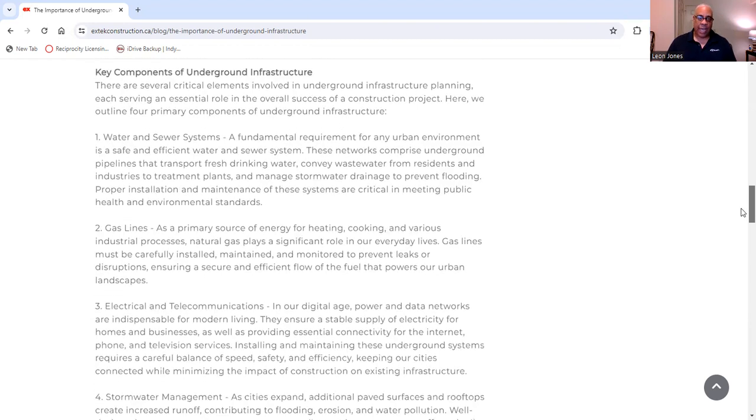Number two, gas lines. As a primary source of energy for heating, cooking, and various industrial processes, natural gas plays a significant role in our everyday lives. Gas lines must be carefully installed, maintained, and monitored to prevent leaks or disruptions, ensuring a secure and efficient flow of the fuel that powers our urban landscapes is crucial.